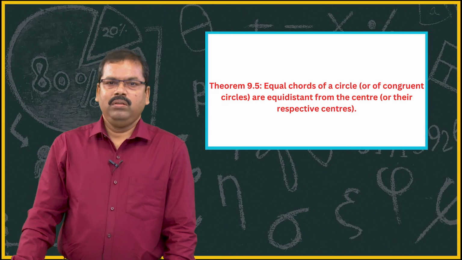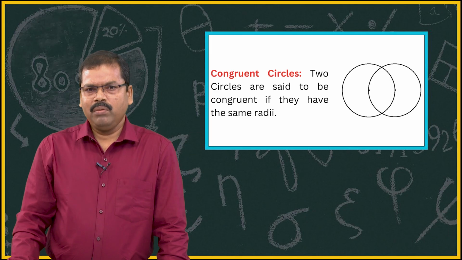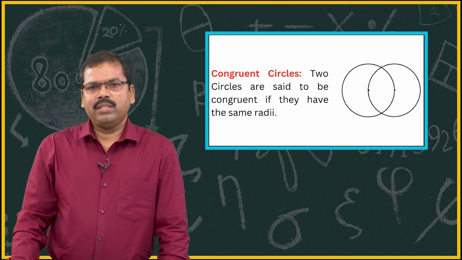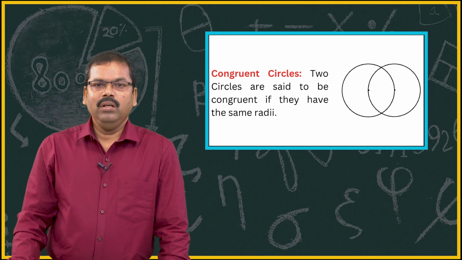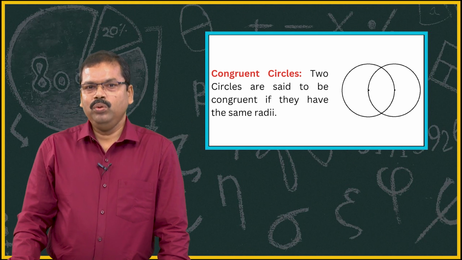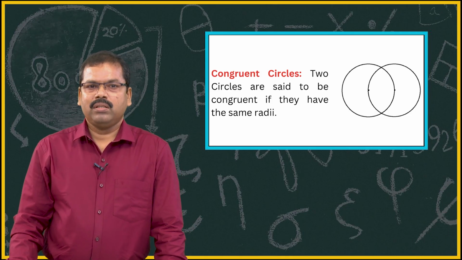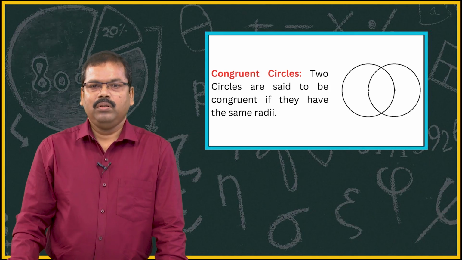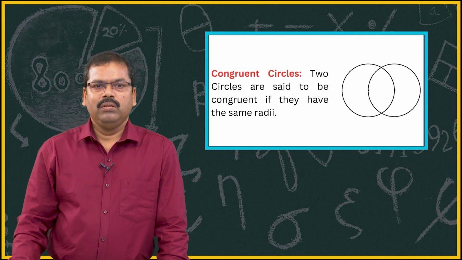Now, you observe both the circles. I have taken two congruent circles. You observe one circle is passing through the center of the other one, and the other circle is also passing through the center of the first one. It means both are congruent circles. Distance from the center to the circle is the radius. So, these two circles are congruent circles because both have the same radii. Clear? Now, we will proceed to the next.